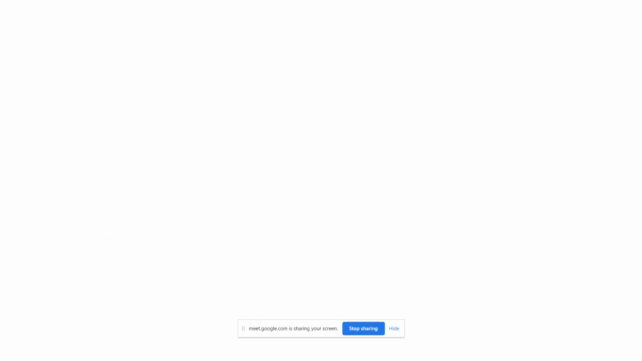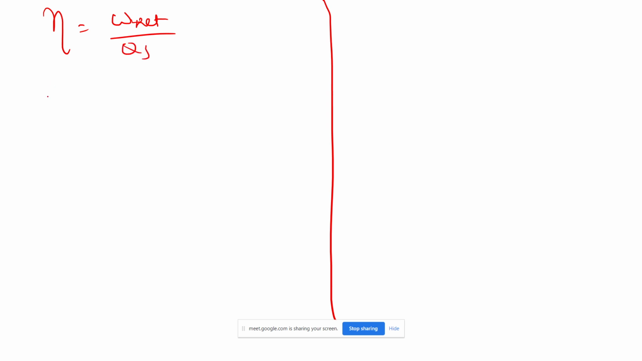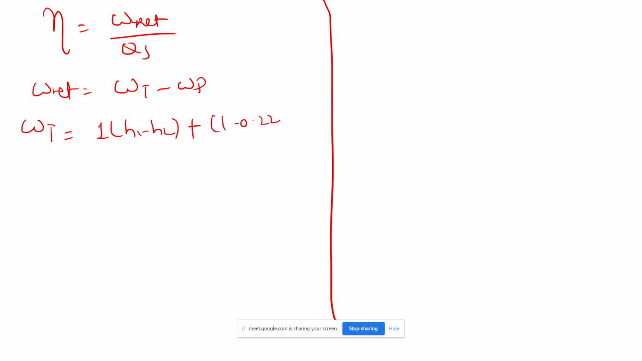Now what do we have to determine? Efficiency. And efficiency is net work upon heat supplied. So what will be the net work? Net work equals turbine work minus pump work. So turbine work we have to determine. Turbine work will be equal to 1 into (H1 minus H2) plus (1 minus 0.22) into (H2 minus H3). This will be our turbine work.